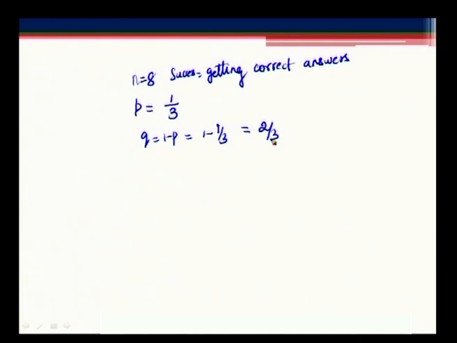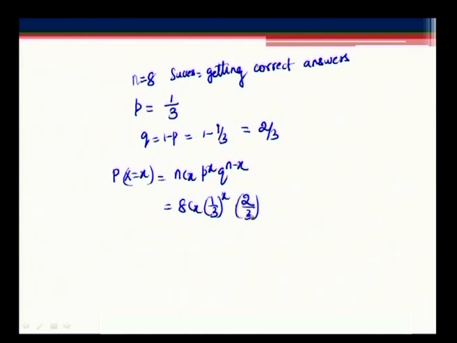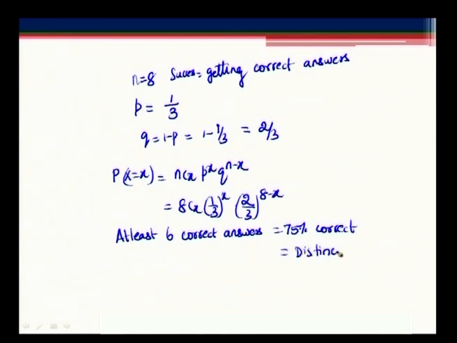First of all, we will write out the binomial distribution. P of x is equal to nCx p power x q power n minus x, that is 8Cx into 1 by 3 whole power x into 2 by 3 whole power 8 minus x. Okay, this is P of X equal to x. You must answer at least 6 correct answers, which is 75% correct, which implies it is distinction. As mentioned in the question, 75% correct answers means it is distinction.